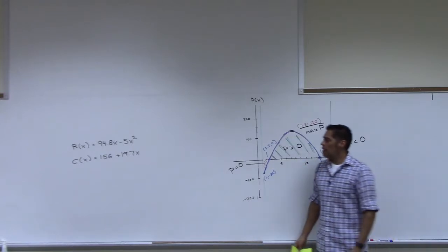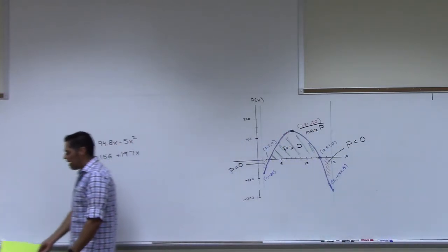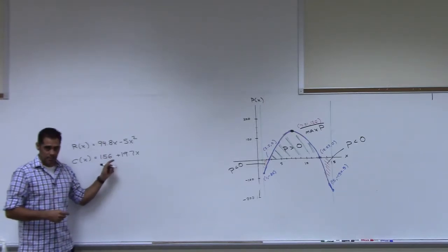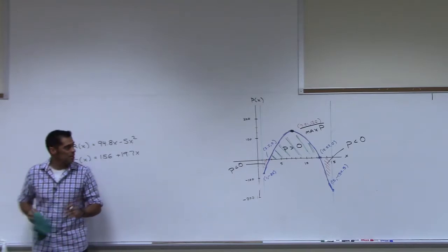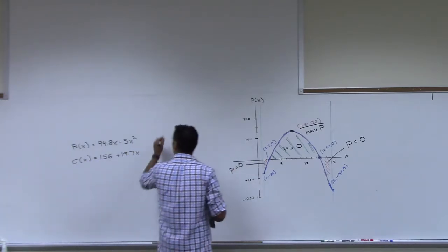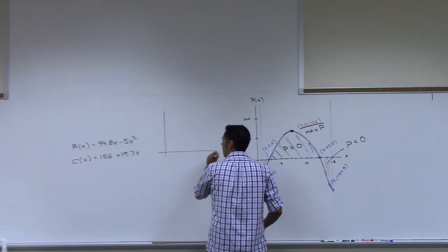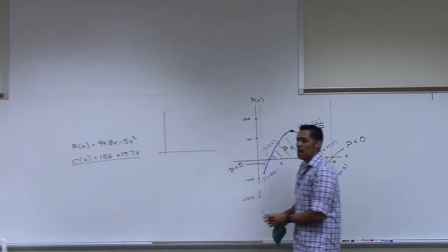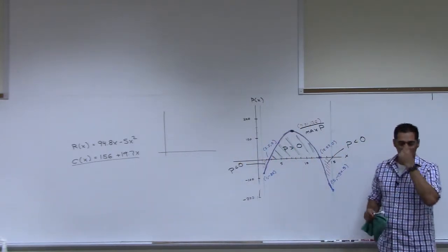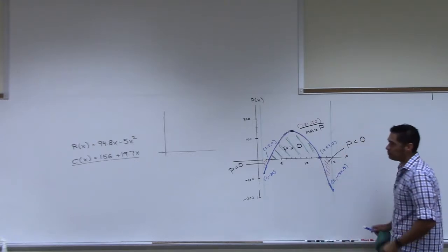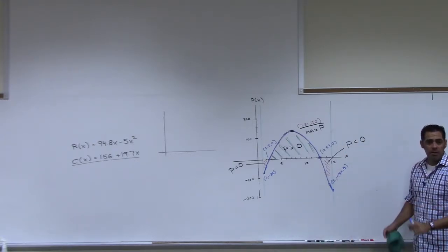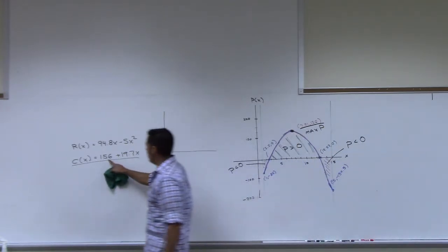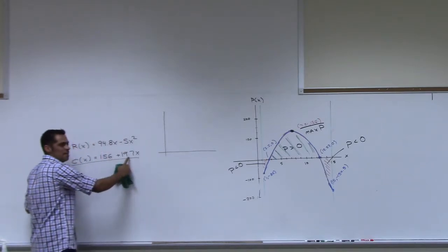Yes. Right? Okay. The book also talks about how you can graph each of these separately. All right? So I'm not going to show all the little details. I want to leave this up here. If I were to graph, let's start with the cost function, what would it look like? A line, right? What would the Y-intercept be? 156. And then the slope would be 19.7.